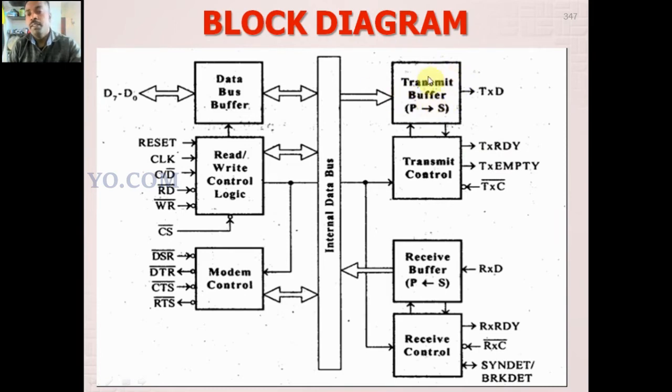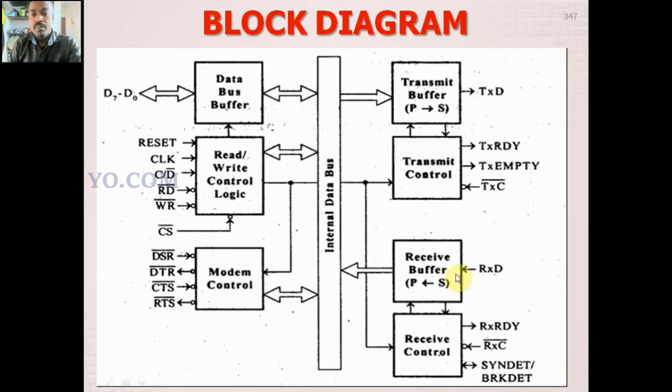So it is an 8-bit buffer. It converts parallel data into serial data, that is the transmitter. The data is received from the data bus buffer in parallel, and it converts the parallel data into serial form. The data bus is connected with the transmit buffer. The transmit buffer converts parallel data into serial data, and it is transferred to the other device in serial format. This is the transmitter side.